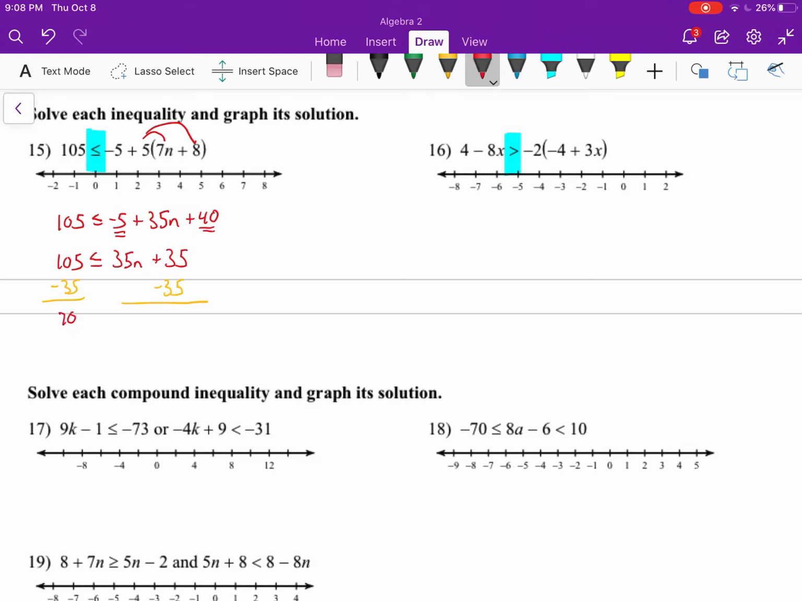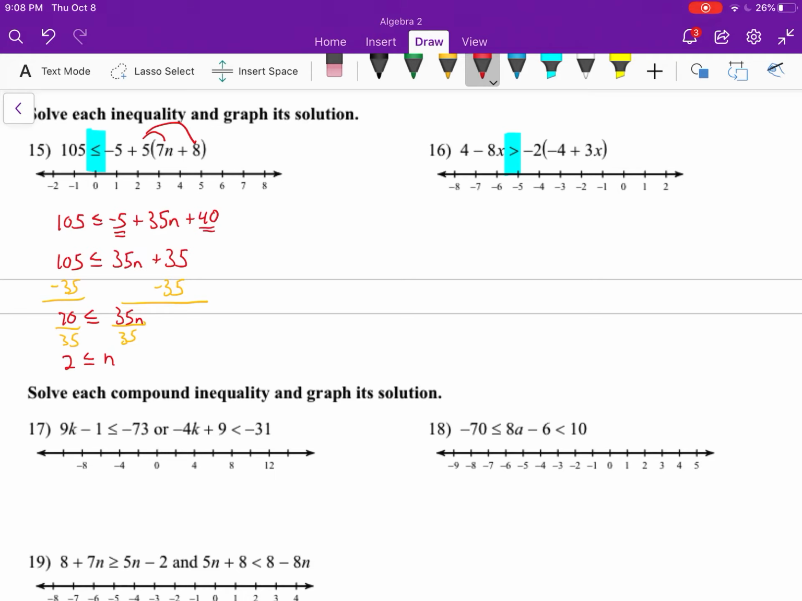105 minus 35 is 70. It's less than or equal to 35n, and we will finish by dividing both sides by 35. Actually, I shouldn't say we'll finish because I do want to check something else out here. So we have 2 is less than or equal to n. So we want to solve and graph the solution.